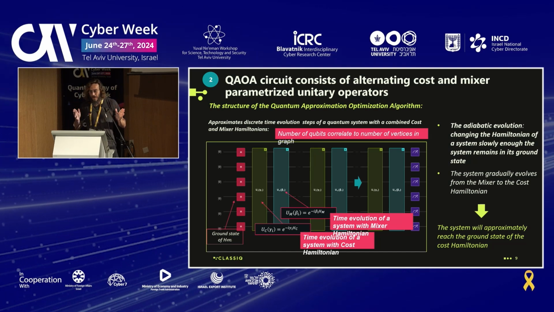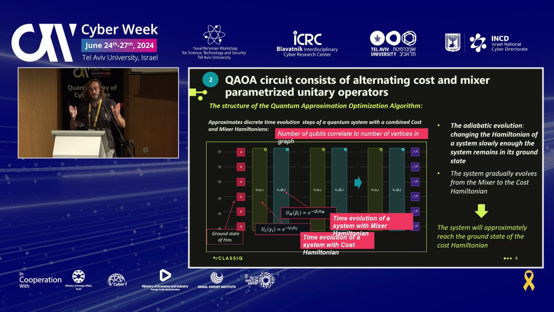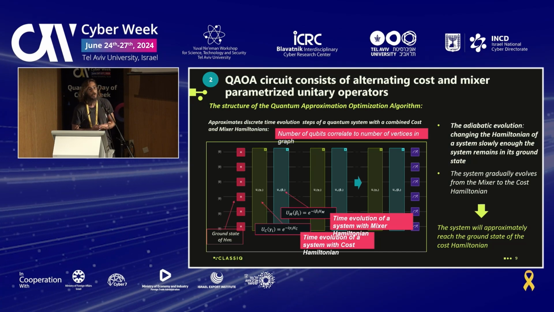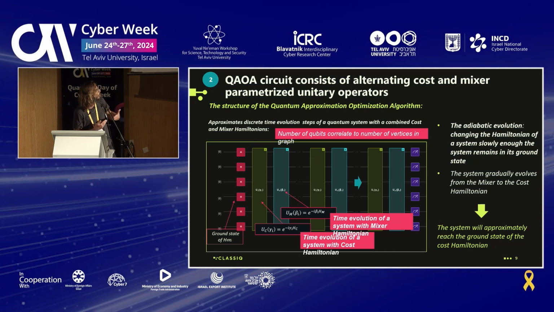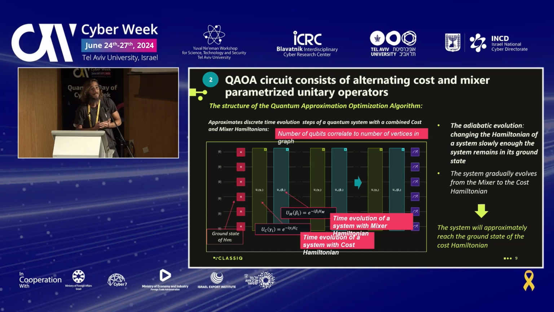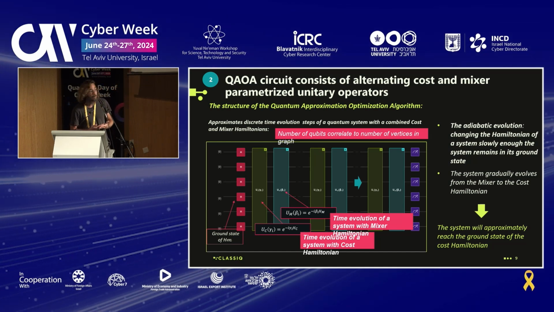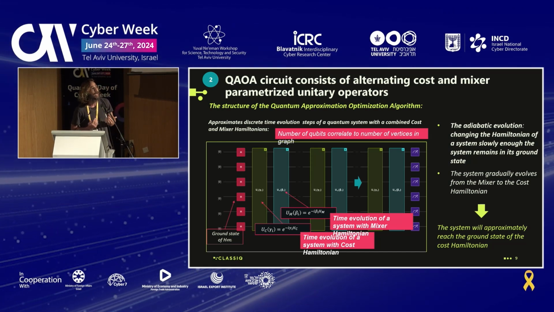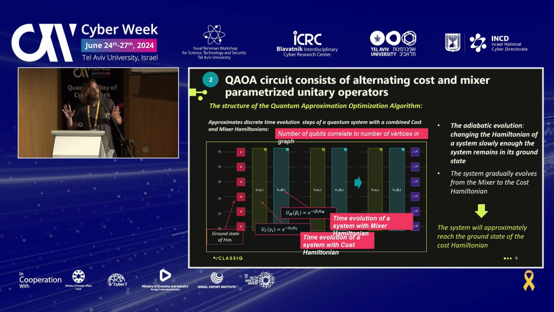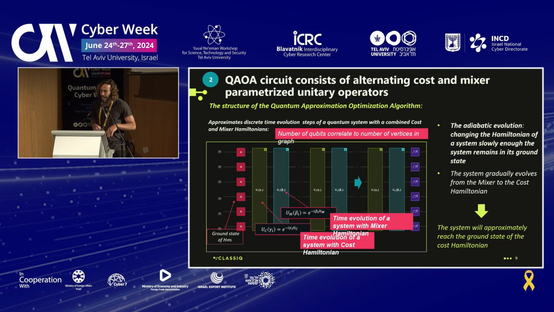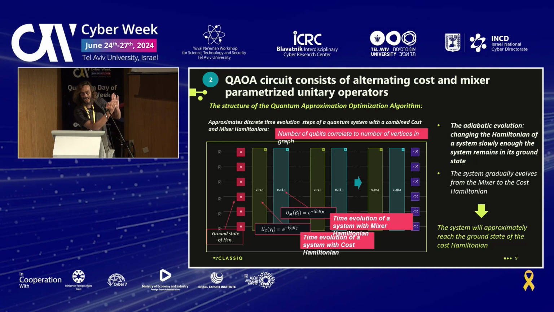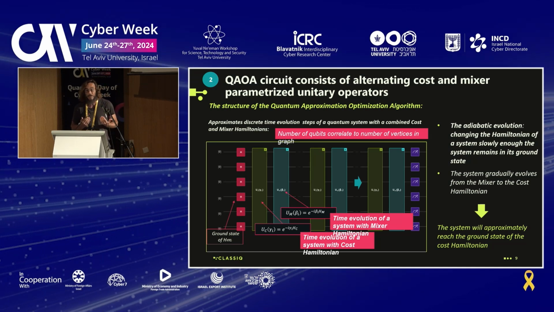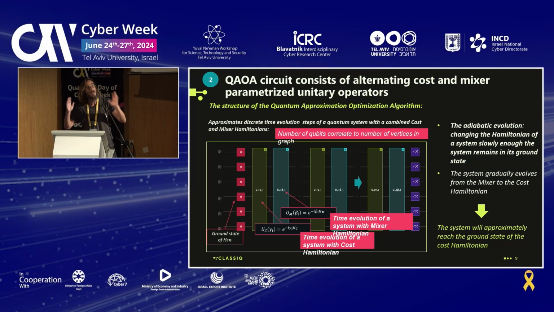Now, all we need to do is apply alternating cost and mixer unitary operators. The cost unitary operator represents the time evolution of a quantum system with a cost Hamiltonian. And the mixer unitary operator represents the time evolution of a quantum system with some other Hamiltonian. Let's call it the mixer Hamiltonian. And by applying them one after the other, we're approximating discrete time evolution steps of a quantum system with a combined Hamiltonian, both cost and mixer.